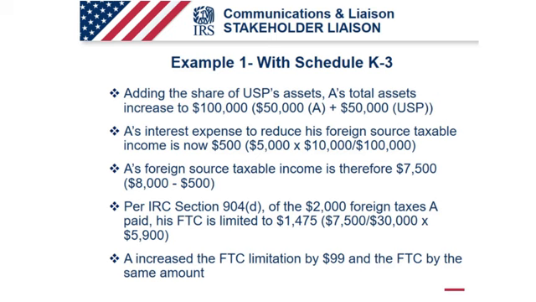Now the foreign tax credit limitation is 1,475. When you compare that to the limitation calculated without the Schedule K-3 information about U.S. assets of the partnership, you've increased your foreign tax credit limitation by $99. So changing nothing else but getting that information, Partner A is now able to claim a higher foreign tax credit by $99.